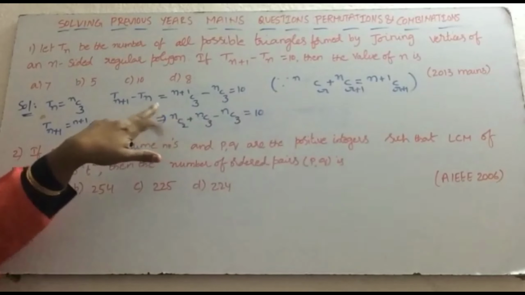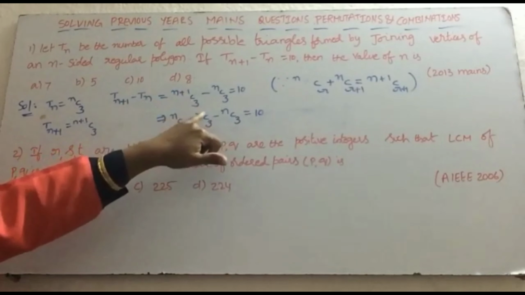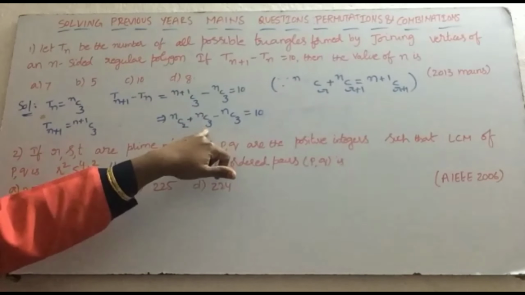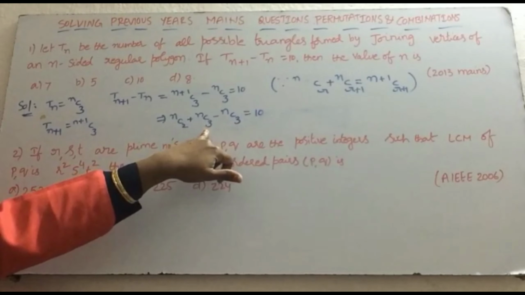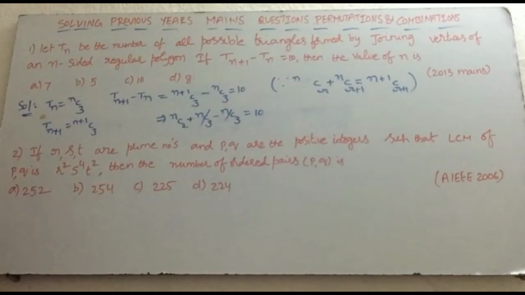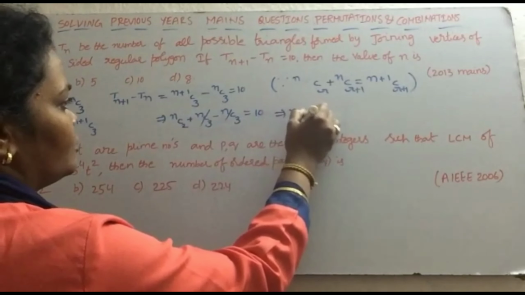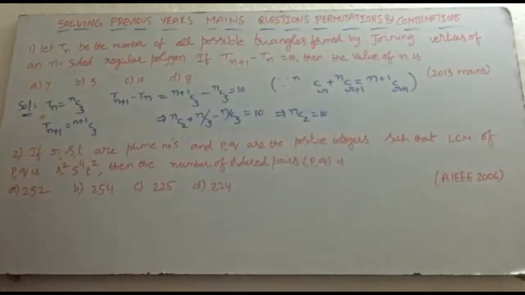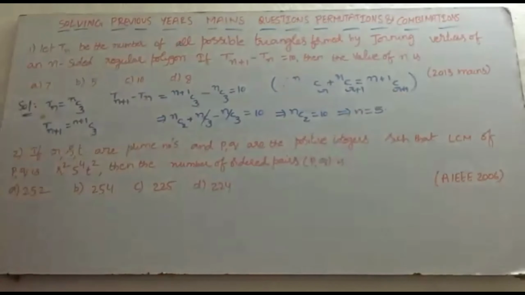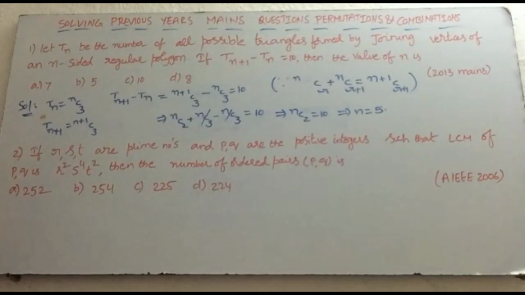So I will write n plus 1 C3 as nC2 plus nC3. So these two get cancelled. That implies nC2 is equal to 10. That means n is equal to 5.